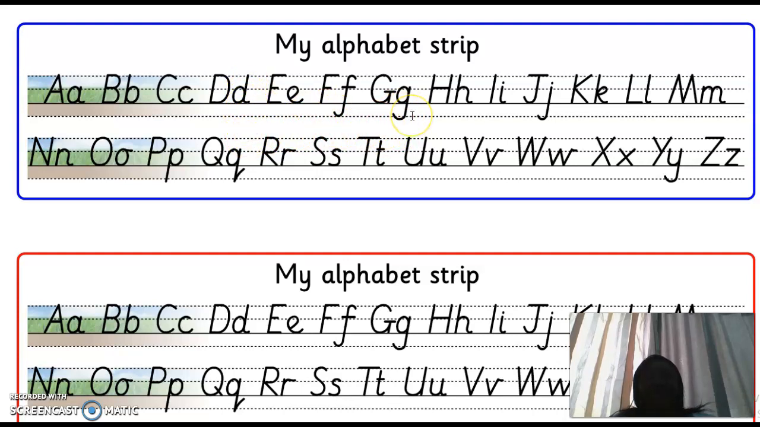For letters that have got tails, you write from the second line down to line 4 and let the tail rest on line 4. The circle is between lines 2 and 3, with the tail resting comfortably on line 4. These are the rules for letters that have tails.